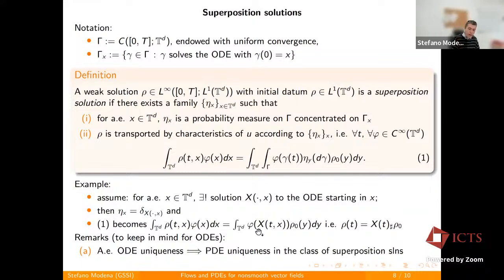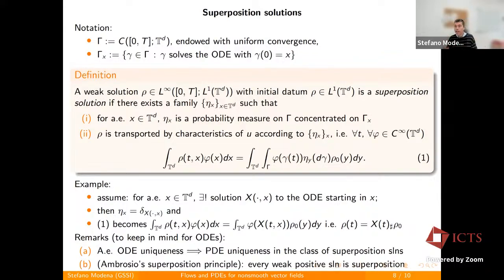And then the second remark that I want to make is the following. Okay, very nice, but how do we show that a solution is a superposition solution without having to find all these probability measures? How do we show that? Well, there is a nice sufficient criterion, which is known as Ambrosio's superposition principle, which says that every weak solution which is positive is necessarily a superposition solution. It's not an if and only if, okay? But if you have a solution which is positive, then it must be a superposition solution.